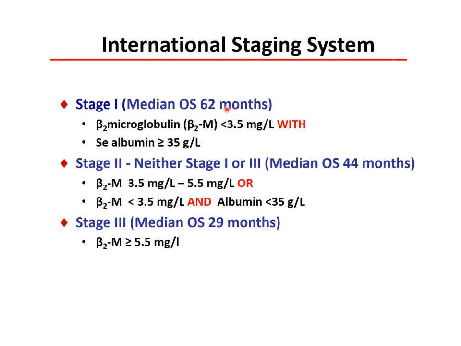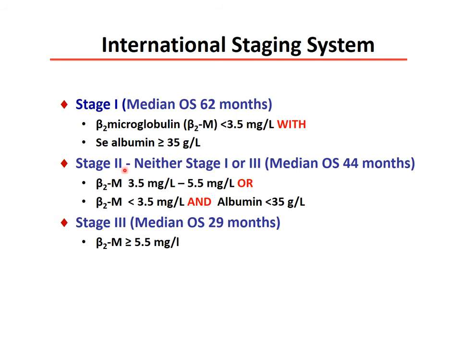Now, the staging. The staging is very important, basically, to choose the treatment or to see the prediction of the survival rate. Stage 1 is relatively the mildest form of multiple myeloma. The beta-2 microglobulin level is less than 3.5, and the serum albumin concentration is in the normal range. The survival rate is around 62 months, meaning about 5 years or a little bit more than 5 years.